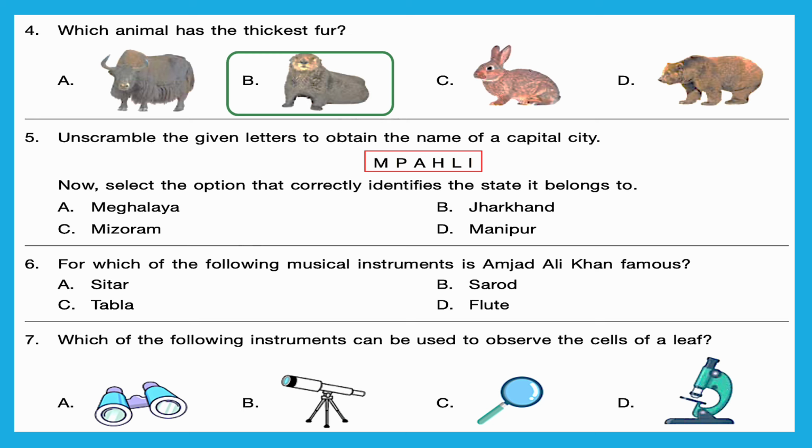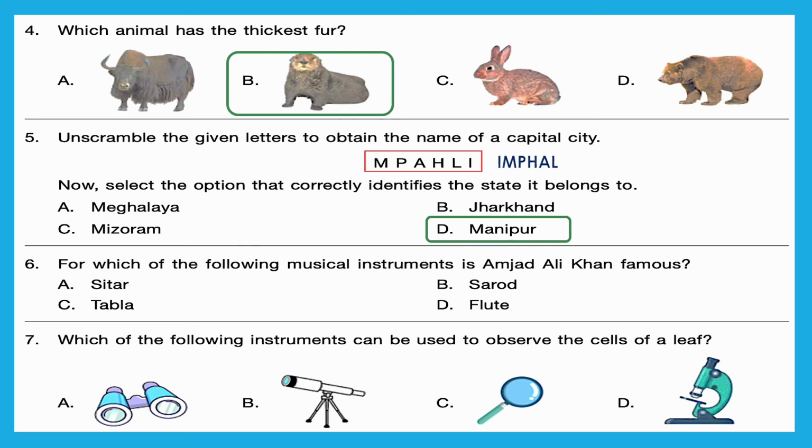Question 5. Unscramble the given letters to obtain the name of a capital city. Let's first unscramble this and we will get Imphal. Now select the option that correctly identifies the state it belongs to. Whose capital is Imphal? The right answer is option D, Manipur.